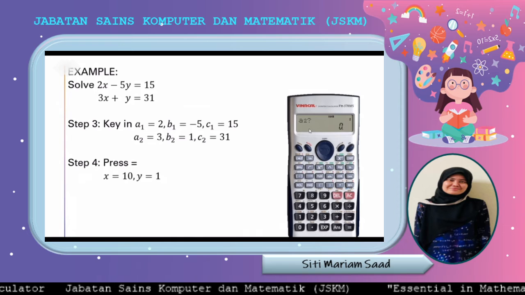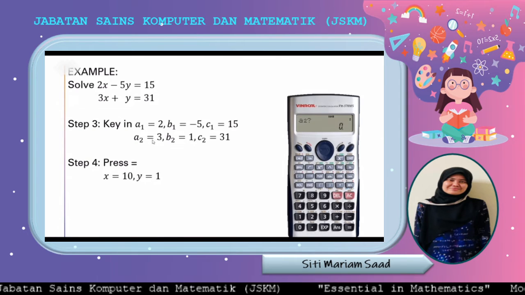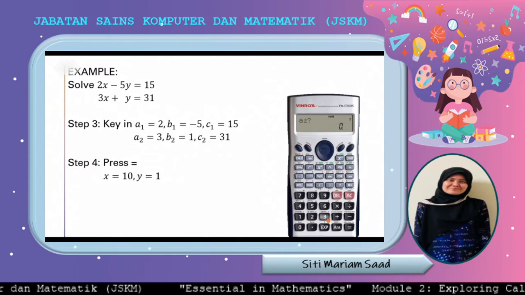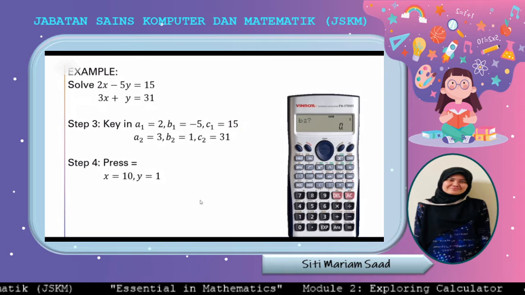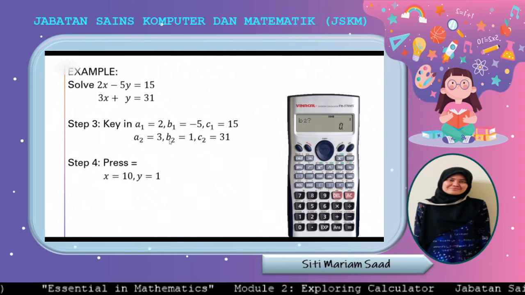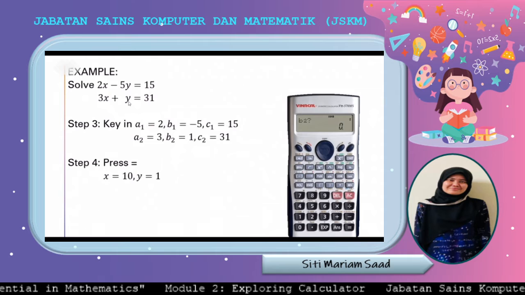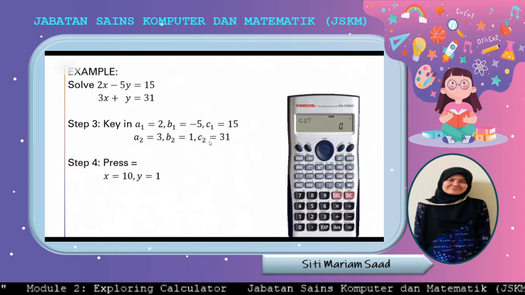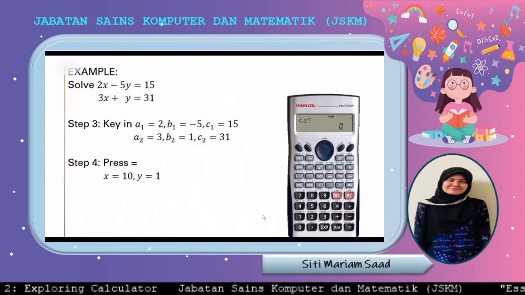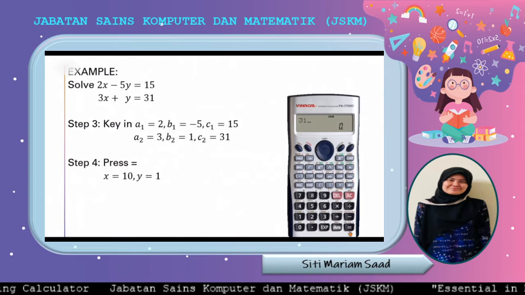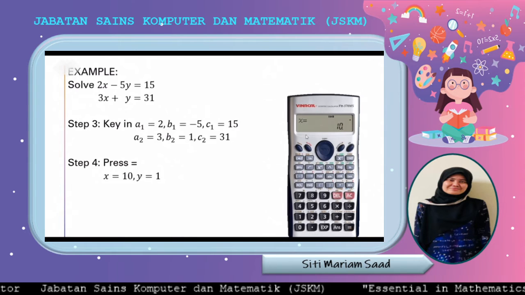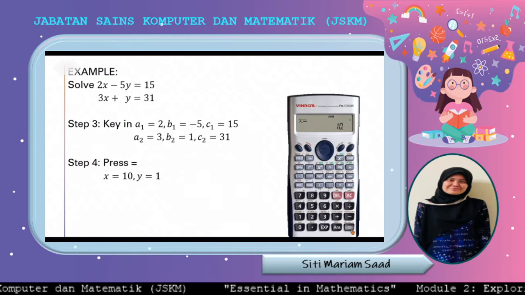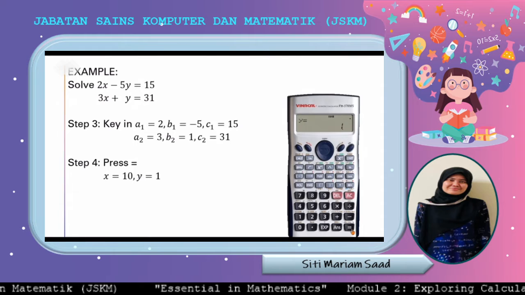For the second equation, a2, the coefficient of x, is equal to 3, so press 3. For b2, the coefficient of y is equal to 1, so press 1. And c2, the constant for the equation, 31. Now we get the solutions for this 2 by 2 linear equation: x equals 10 and y equals 1.